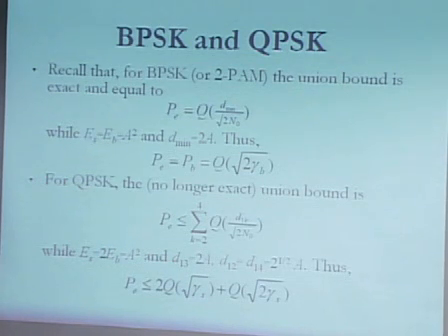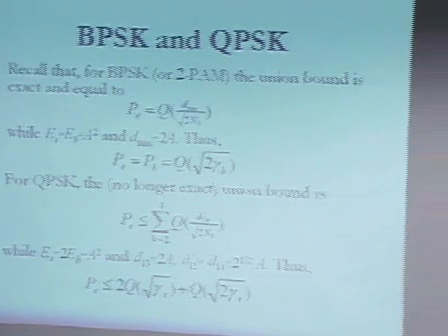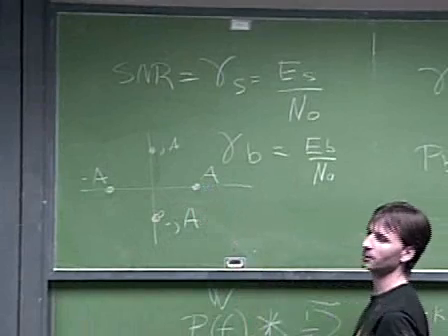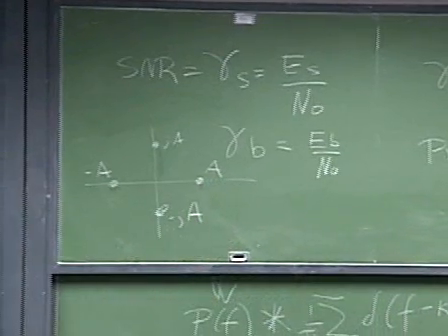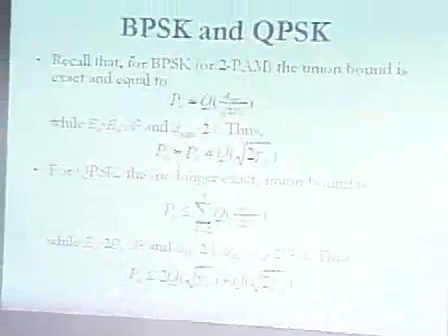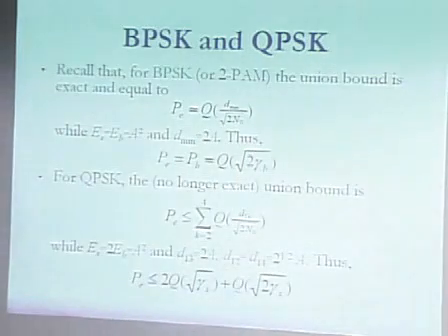Now, how about the distances? Well, between 1 and 3, let's take them to be 1 here and 3 here. Distance is 2A, as before. Between 1 and 2 is square root of 2 times A. And between 1 and 3 is also square root of 2 times A. Okay, so this is what we have here. 2A and then root of 2 times A. So the union bound, again, we saw this as an example last week. Union bound for QPSK gives us this sum of Q functions.